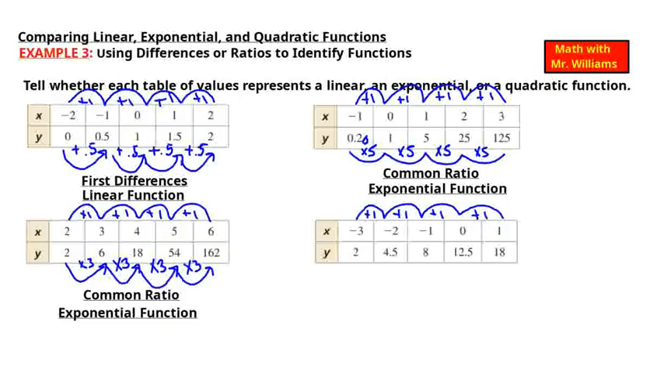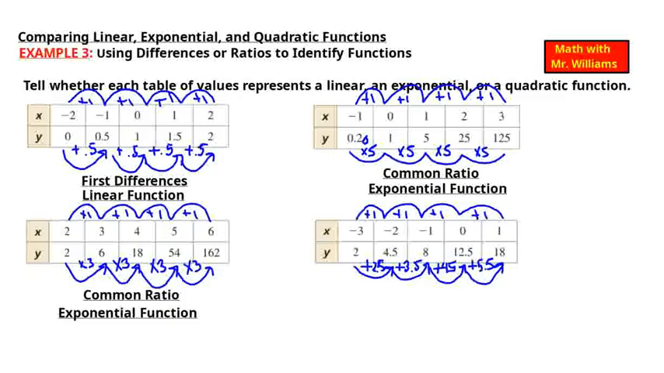So let's check the subtraction parts. How do we get from 2 to 4.5? We are going to increase by 2.5. And then from 4.5 up to 8, we are going to increase by 3.5. Then from 8 up to 12.5, we're going to increase by 4.5. And then from 12.5 up to 18, looks like we're going to increase by 5.5. All right, let's check that out. So first differences are different.